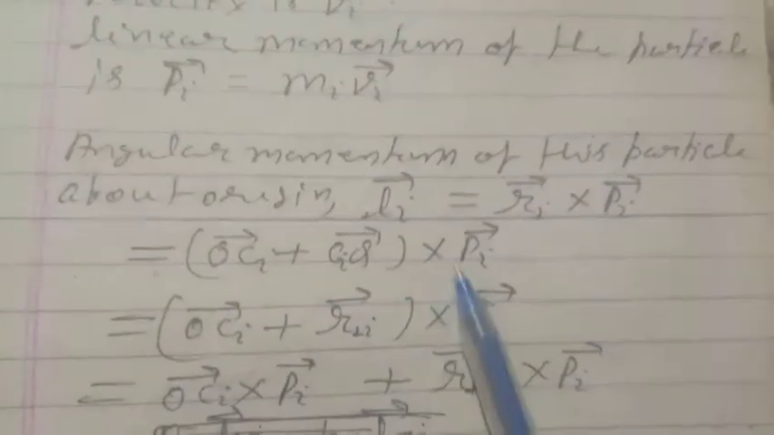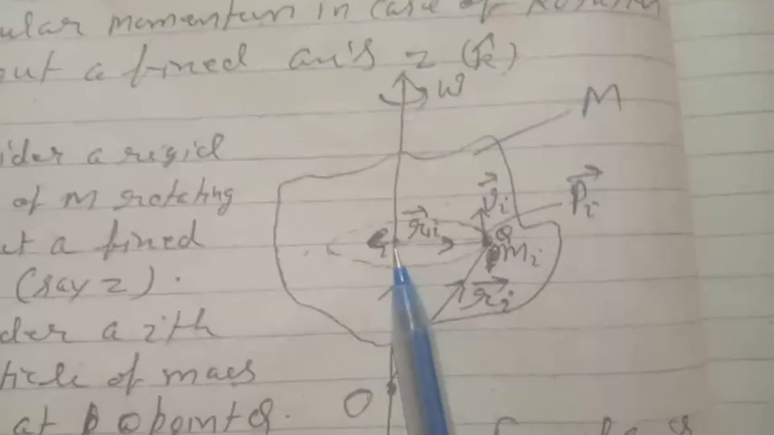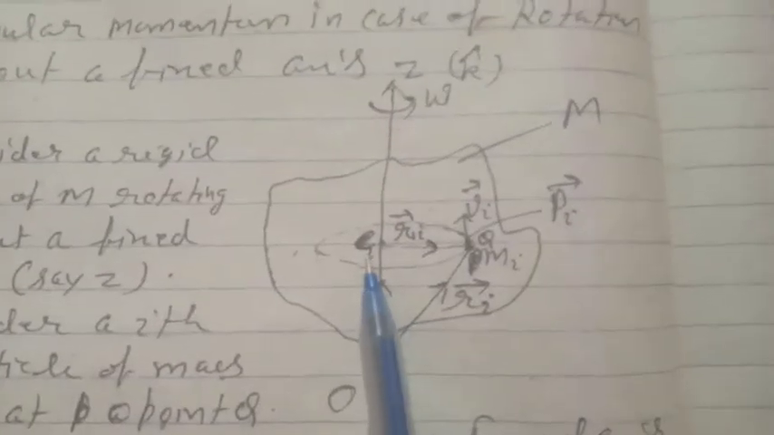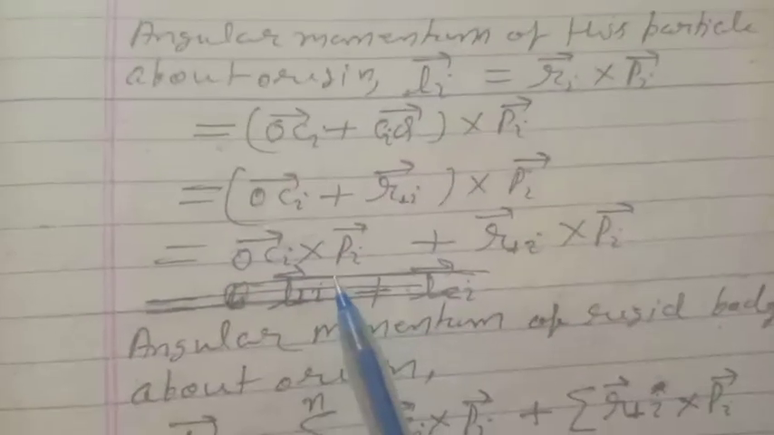So here we have written OCi cross pi vector plus CiQ vector cross pi vector, where CiQ equals r perpendicular i vector, because this CiQ vector is the perpendicular distance between Q and the axis, Z axis, so it is written r perpendicular i. Now taking cross product in both: OCi cross pi plus r perpendicular i cross pi vector.